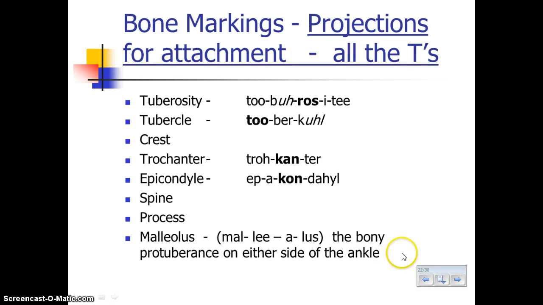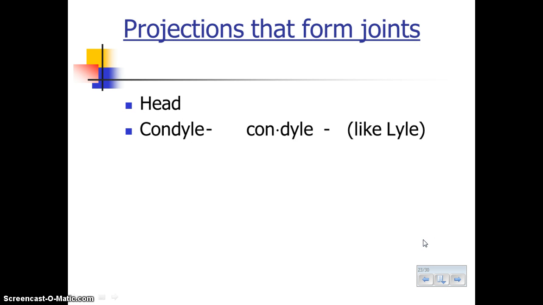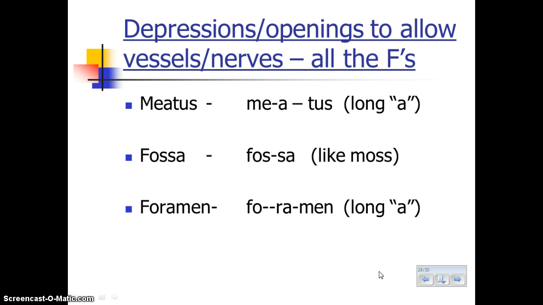And the malleolus are on the ankles, so you have one on the inside, the medial side, and one on the lateral side. Projections that help form joints, some pieces are like the head of a particular bone, or again the word condyle, pronounced kind of like Lyle. And then meatus is an opening through a bone, fossa, like moss, and then foramen. We talked about the foramen in the skull before. That's basically a big hole for something to go through.